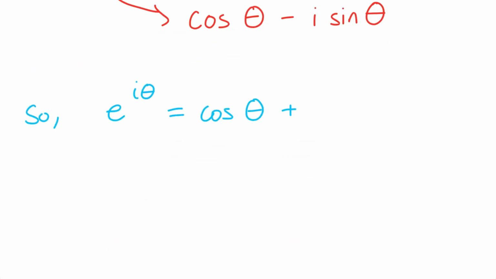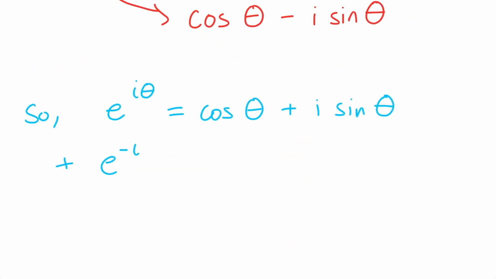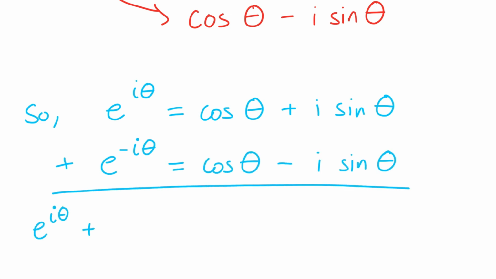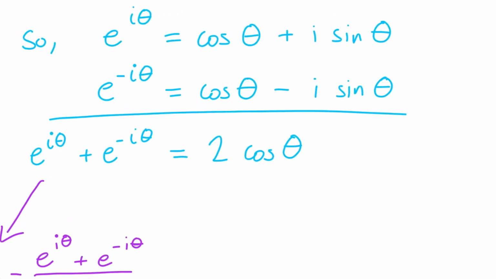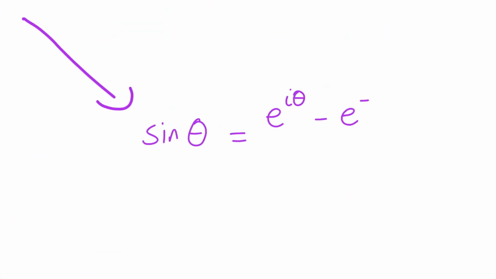Then what we can do is add this to the original identity, and we get that e to the i theta plus e to the minus i theta equals 2 cosine theta. Or in other words, cosine theta equals e to the i theta plus e to the minus i theta, all over 2. If you rinse and repeat this but subtract the two expressions from each other instead of adding them, you'll get that sine theta equals e to the i theta minus e to the minus i theta, all over 2.